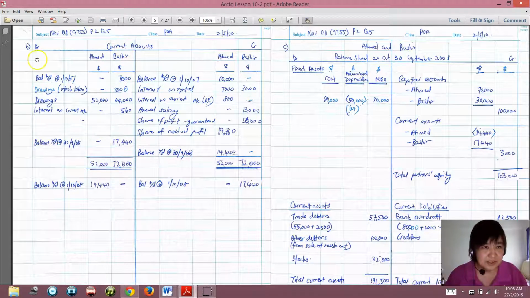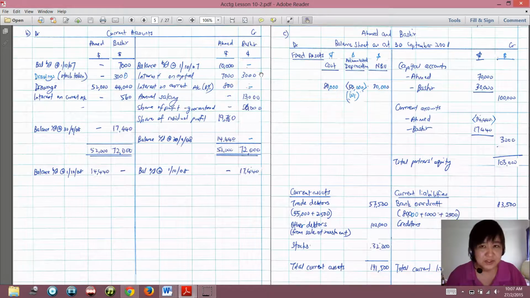So you put your current account. Okay, then put current account, you do in a T account format. Okay, do in a T account for Ahmad, and then Bashir, and then $ sign. Okay, lay out your structure like this first. Then part C says prepare a balance sheet.